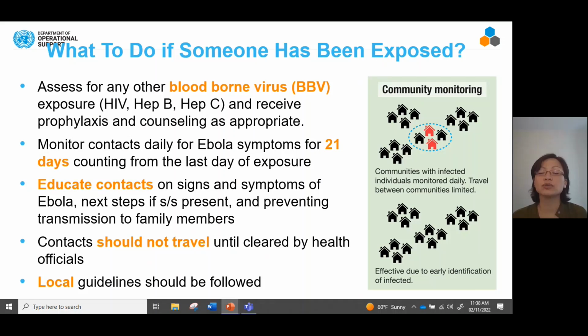These contacts should be monitored daily for 21 days for any Ebola symptoms, and the 21 days will start from the last day that they were exposed. The contacts should be reminded of the signs and symptoms so that they're aware, and they should not travel until cleared by health officials. And please follow all local guidance in terms of contact tracing and contact management.